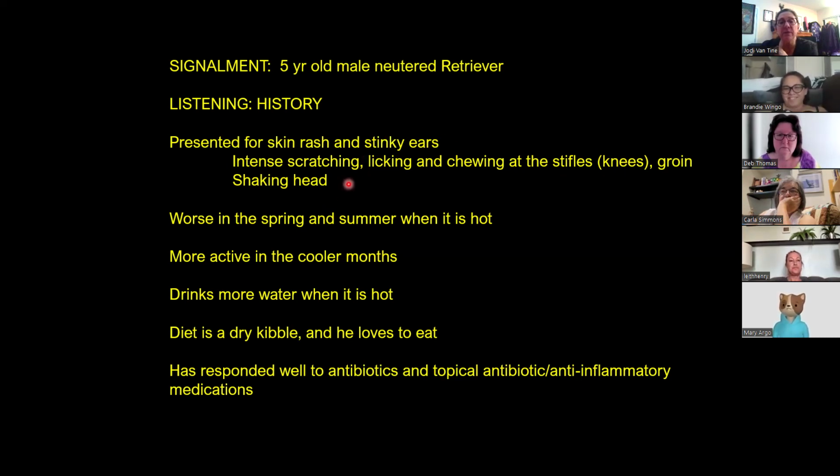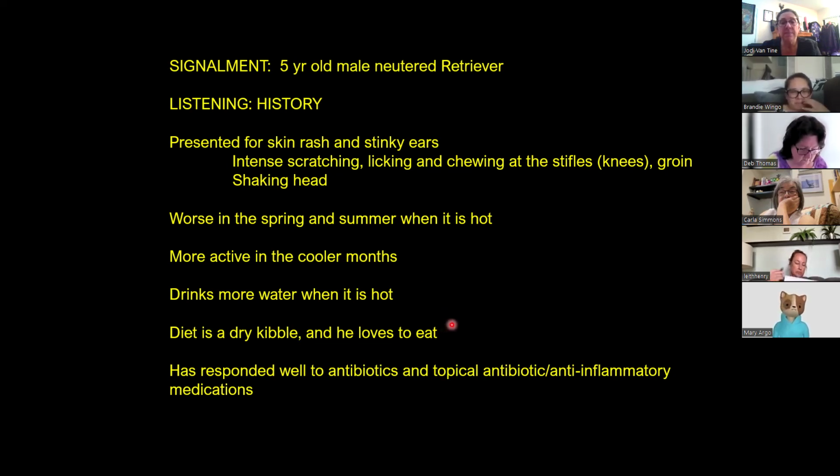It's worse in the spring and summer when it's hot. The dog's lethargic in the spring and summer when it's hot, but he's more active in the cooler months. Also drinks more water when it's hot. His diet's a dry kibble, and this dog loves to eat. He's a typical retriever. He's a couch potato. He's laid back. He's friendly. He likes everybody. He's very calm, and he is kind of a foodie.